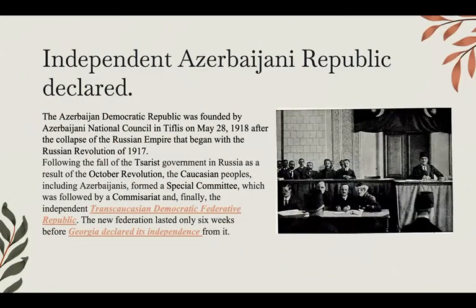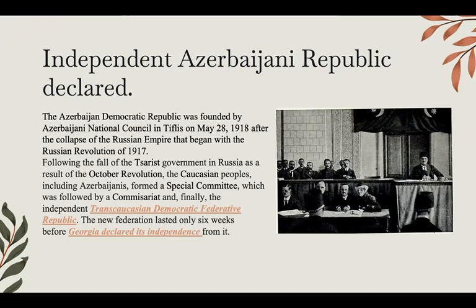Independent Azerbaijani Republic declared. The Azerbaijan Democratic Republic was founded by the Azerbaijani National Council in Tiflis on May 28, 1918, after the collapse of the Russian Empire that began with the Russian Revolution of 1917.